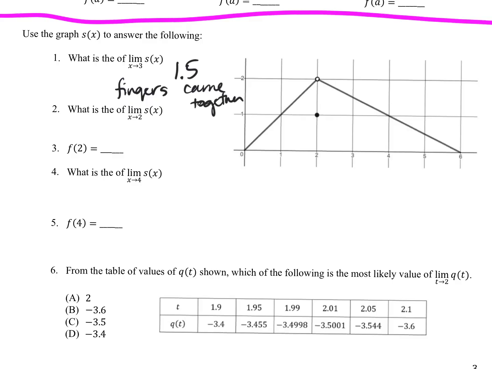What about at x is 2? These are weird because our brain and our eyeballs want to have a fight. At x is 2, do your fingers come together at the left and the right of 2? Yes, you guys, it doesn't matter.